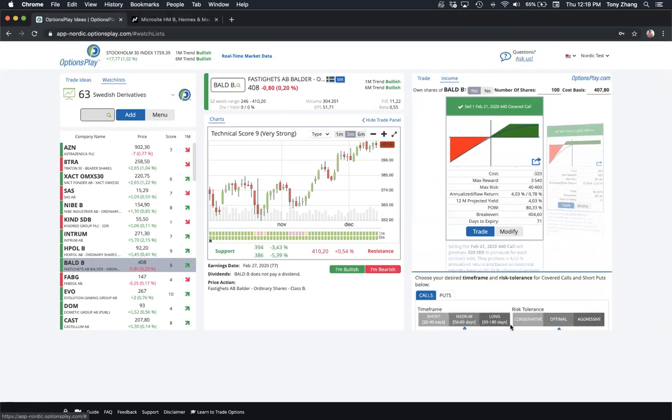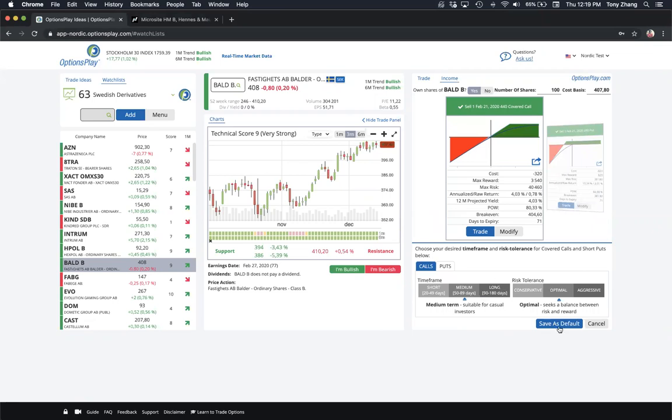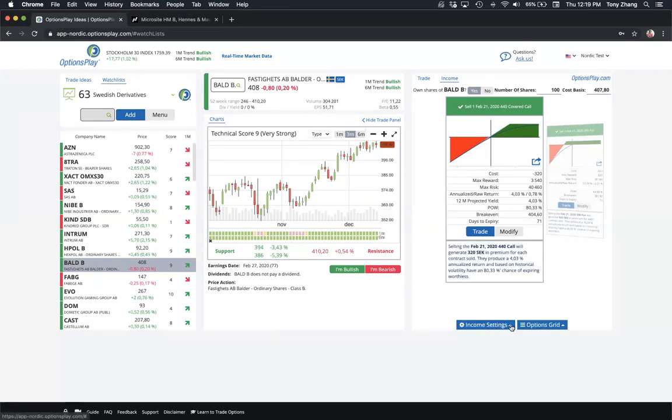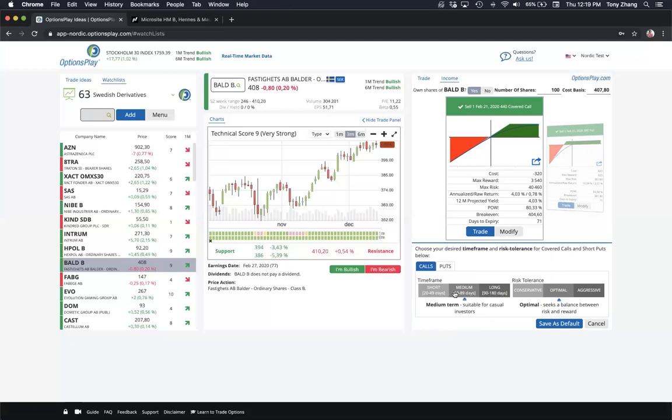And before you utilize the income tab, I just want to show everyone the income settings button here at the bottom of your screen. The income settings allow you to create the settings that I just talked about: short, medium, or long term for your covered calls, and conservative, optimal, or aggressive for your covered calls and your cash secured puts. Remember, when you're selecting expiration dates, short, medium, or long term, you always want to gravitate towards the shorter end of the spectrum. But I tend to find that because commissions are a little higher in the Nordics, medium-term options are a better fit than most short-term options.